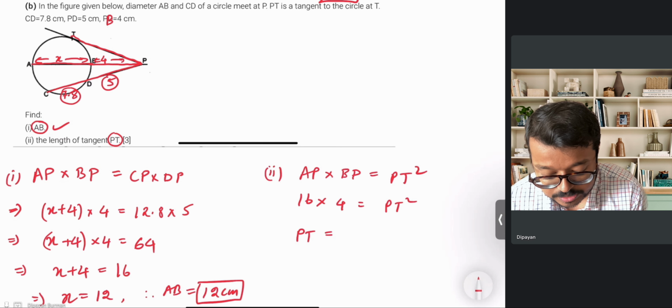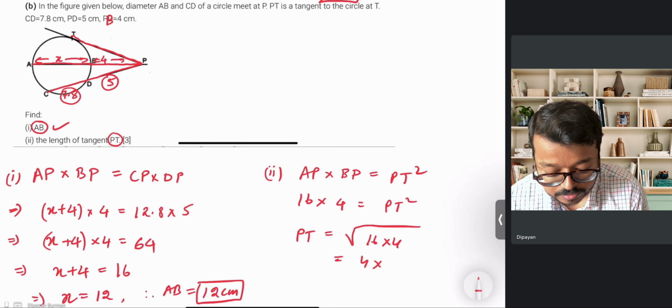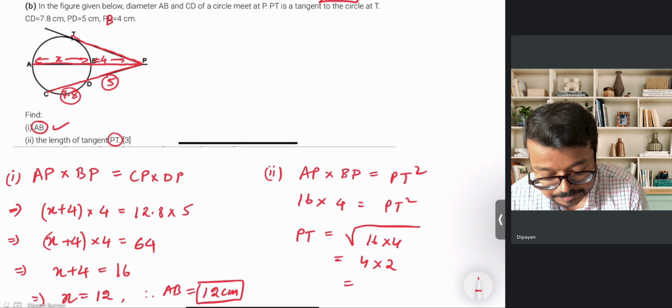So if I take square root, root of 16 is 4, root of 4 is 2. So I'll get 8 centimeter as length of PT.